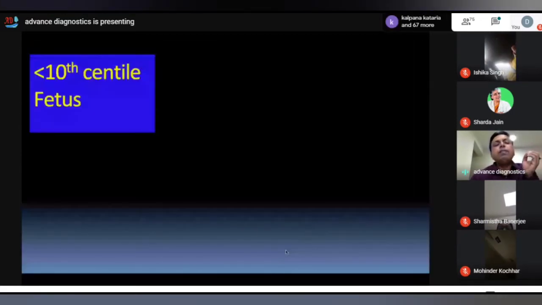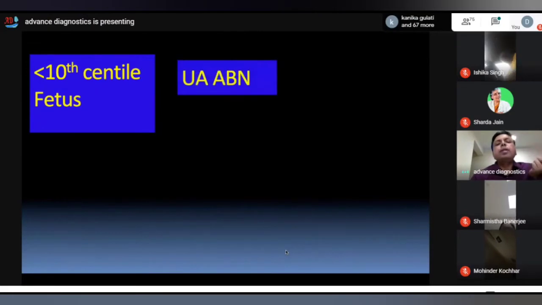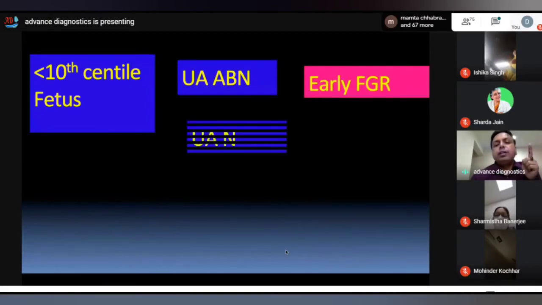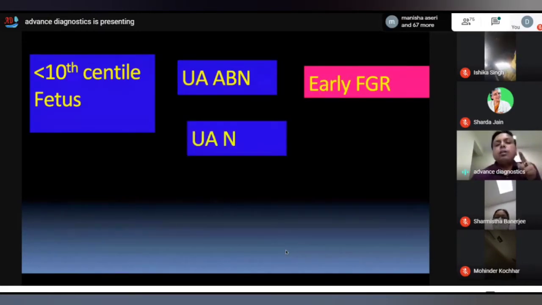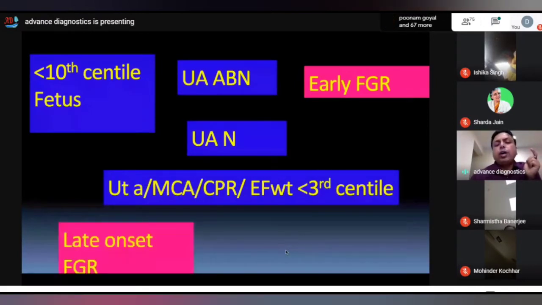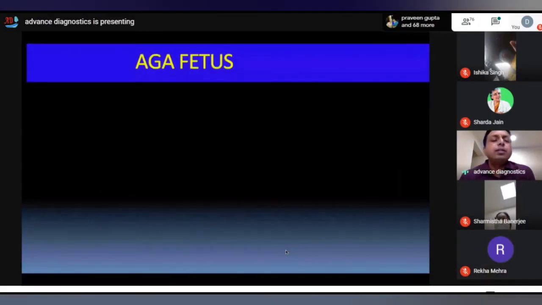Now I have made one simple algorithm. If there is a fetus less than 10th centile, and if the umbilical artery is abnormal, then it goes in favor of early FGR. If the umbilical artery is normal, we will do uterine artery, MCA, CPR, and estimated fetal weight less than third centile. If either of these is abnormal, then it goes in favor of late onset FGR, and if these are normal, then it favors SGA. Another topic that is much in fashion to discuss is the AGA fetus, that is, the appropriate for gestational age fetus.